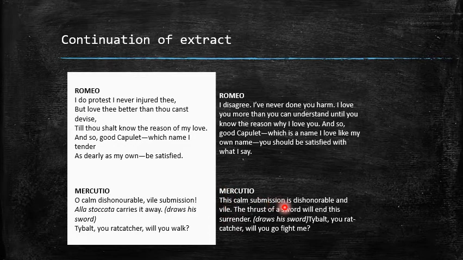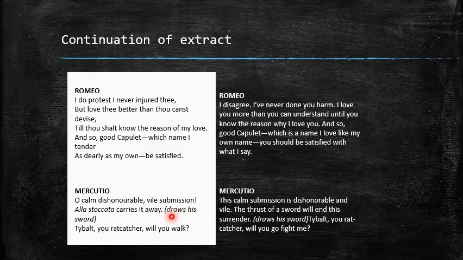This calm submission is dishonorable and vile. He says, Aristocrata carries it away. The thrust of a sword will end this surrender. So Tybalt draws his sword. So he is now challenging Tybalt to a fight.